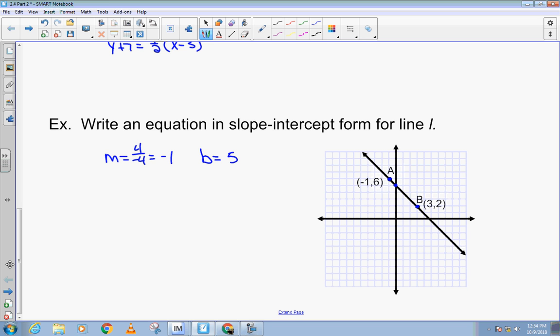And so it wants it in slope-intercept form, which is y equals mx plus b. So I can replace the m and the b, and I'm good. So I get y equals negative x plus 5.